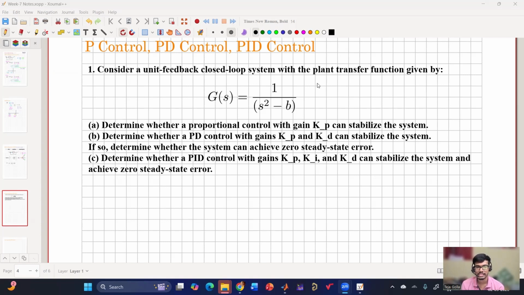And if it has gains Kp, Kd, whether it can stabilize the system, also whether the system can achieve zero steady state error, whether it is possible or not. In the third case, we have PID control, and the gains are Kp, Ki, as well as Kd. And then we are asking whether the system can stabilize and also whether it can achieve zero steady state error. So this is the question that I have given.